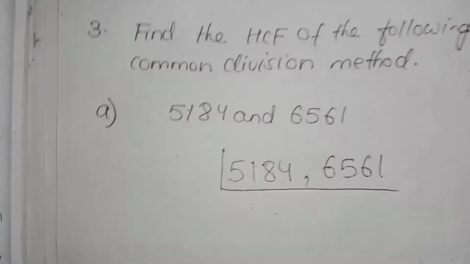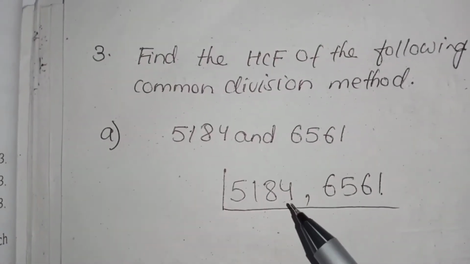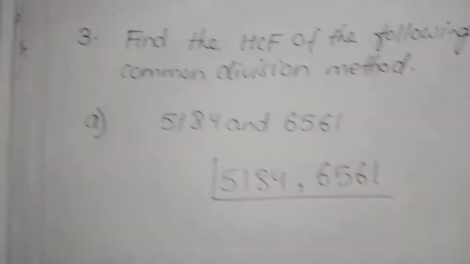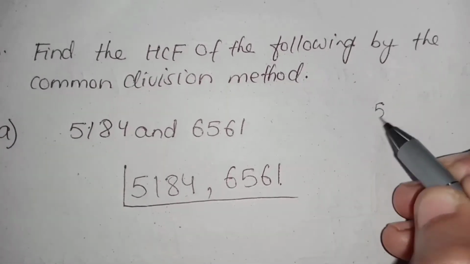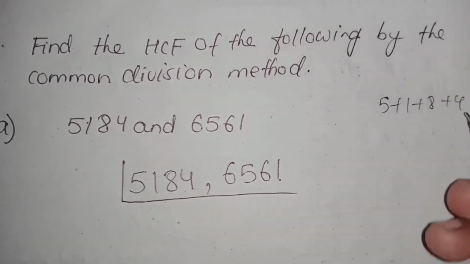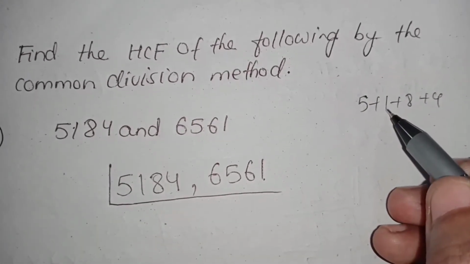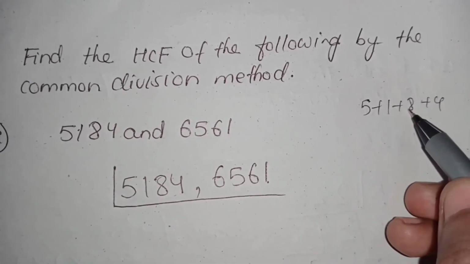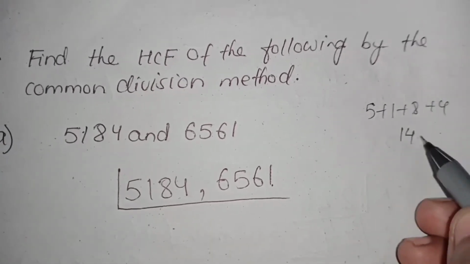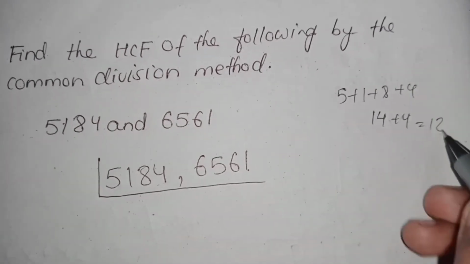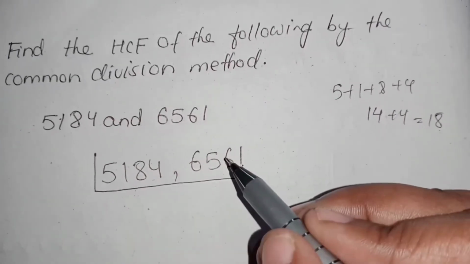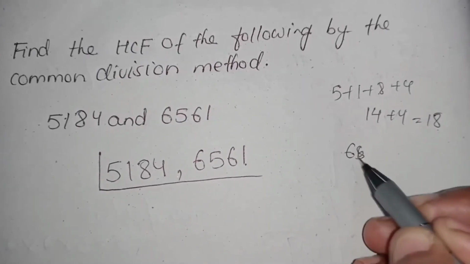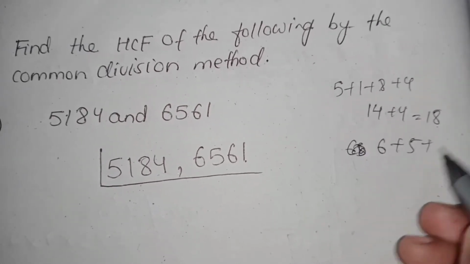Now let us go for 3, whether both the numbers are divisible by 3 or not. So for 3 what you have to do is add. Okay, let us do here. You have to add these digits: 5 plus 1 plus 8 plus 4. So 5 plus 1 is how much? 6. Okay, 6 plus 8 is how much? 14. Okay, and 14 plus 4 is how much? 18. So 18 is divisible by 3. That means this number is divisible by 3. Okay, now let us check for this. So 6 plus 5 plus 6 plus 1.